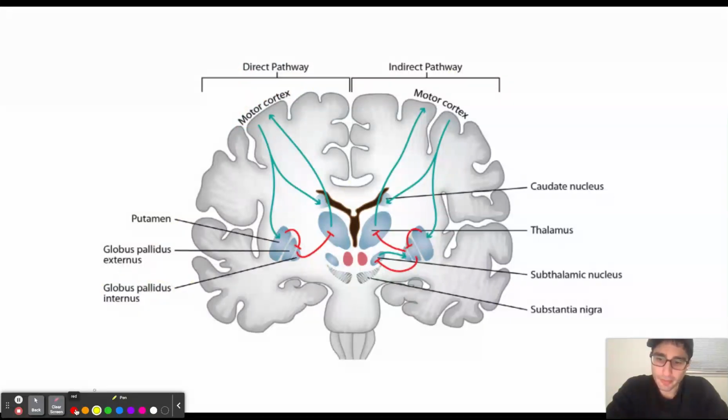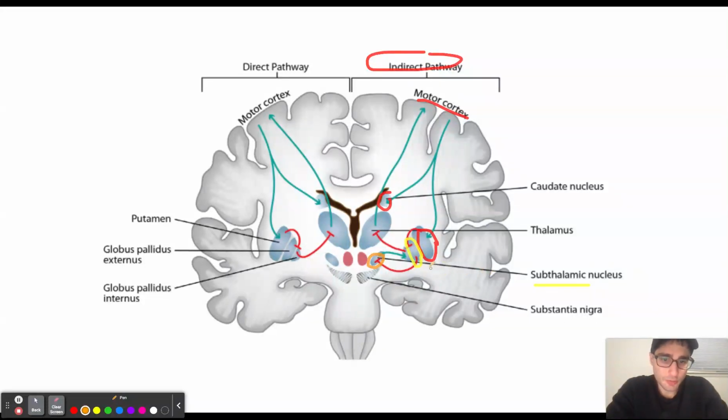Now let's discuss the indirect pathway. The indirect pathway is also going to start at the motor cortex. The motor cortex is going to send out glutamate to the caudate and the putamen. Once the putamen receives a signal, it is going to send out GABA to the globus pallidus externus, which is this yellow region that I'm highlighting over here. The normal function of globus pallidus externus is going to be to inhibit the subthalamic nucleus, which is this orange region I'm highlighting over here.